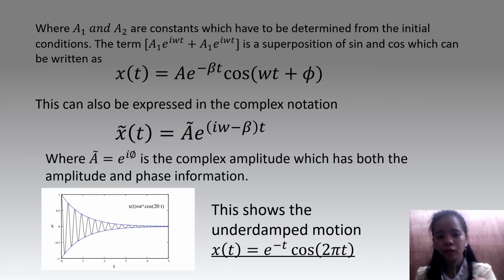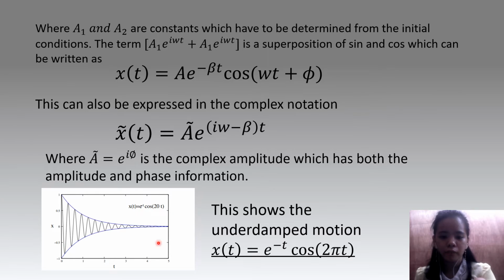where A1 and A2 are constants, which have to be determined from the initial conditions. So this equation is a superposition of sine and cosine, which can be written as this. This can also be expressed in a complex notation, which is this, where A is equal to A0 e^(iφ), the complex amplitude, which has both the amplitude and phase information.